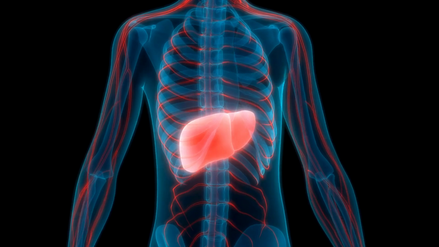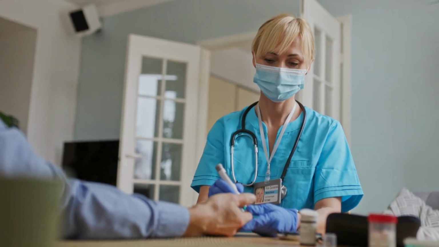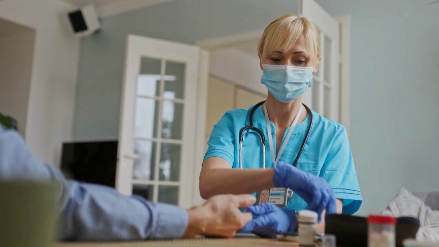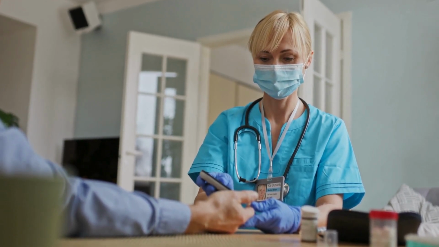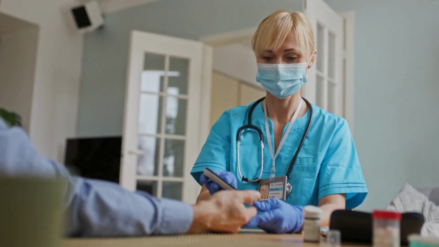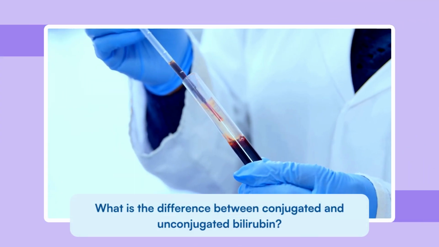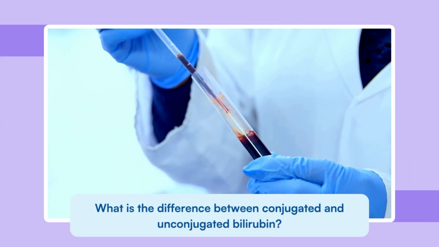Bilirubin levels in your blood can tell us a lot about how your liver is functioning, how healthy your red blood cell breakdown process is, and whether your bile is flowing normally. If bilirubin builds up, it can lead to jaundice, a yellowing of the skin and eyes. This can happen if the liver isn't working properly, if bile ducts are blocked, or if red blood cells are breaking down too quickly.